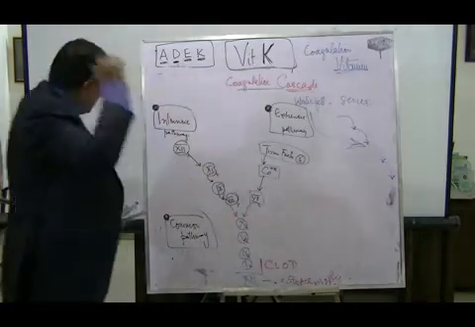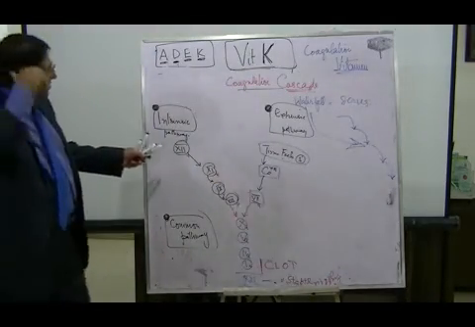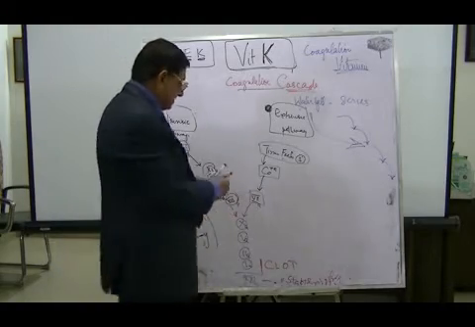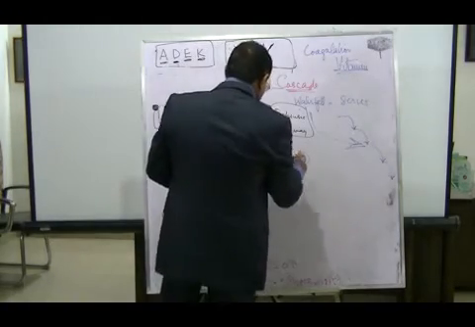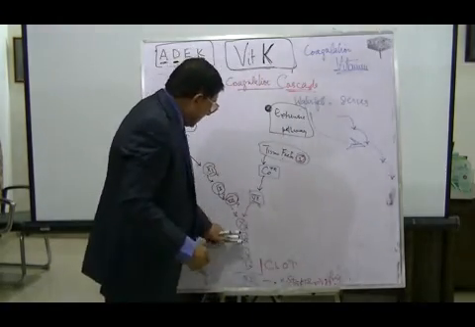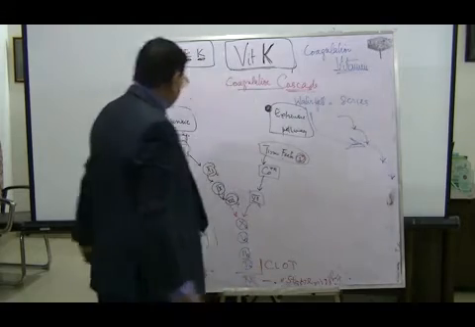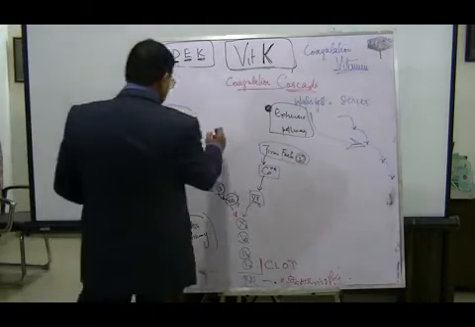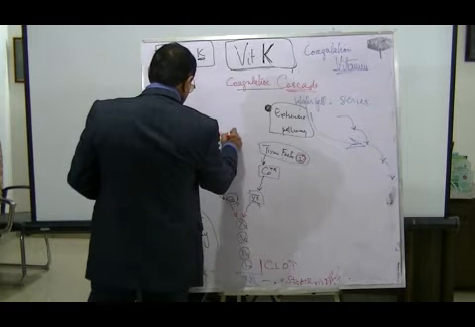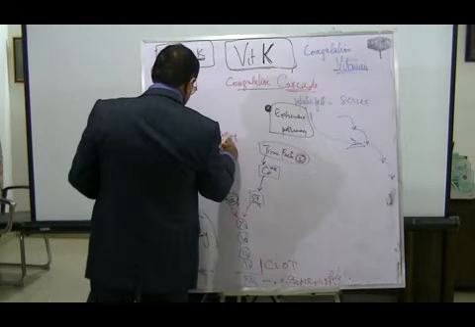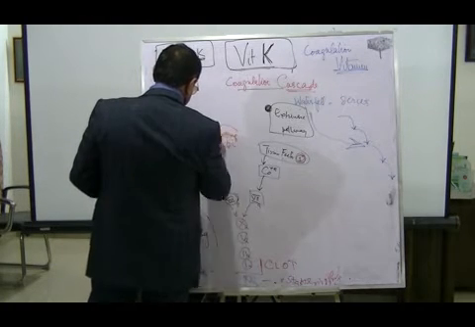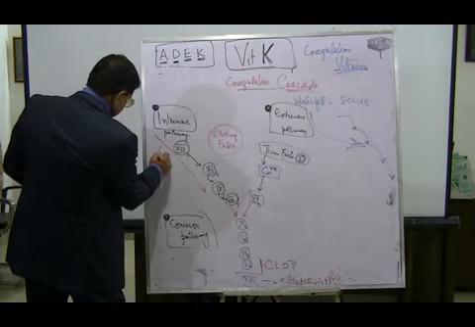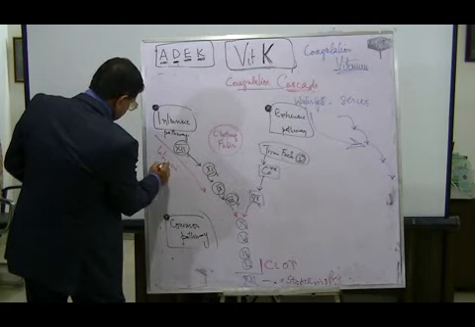So these are all clotting factors: 12, 11, 9, 8, 7. This is factor 3. 10, 5, 2, 1, 13. These are all called clotting factors. This is the intrinsic pathway.